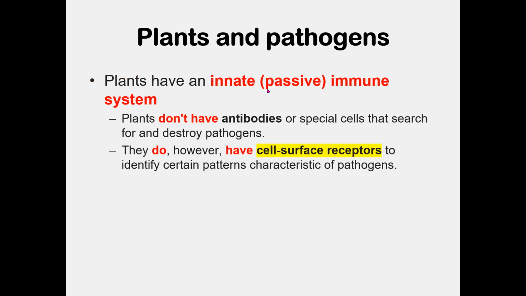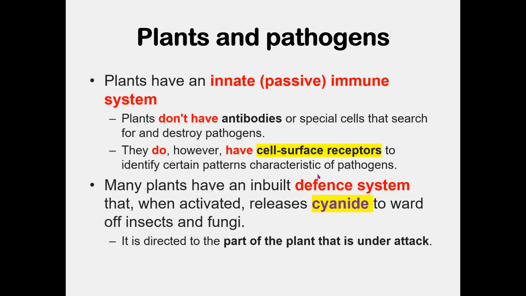Plants also have innate passive systems. They don't have antibodies, but they have surface receptors which identify certain pathogens, and they have a defense system, and a lot of them have cyanide. So they produce it and direct it towards the insects attacking them, and fungi. It's fairly quick.